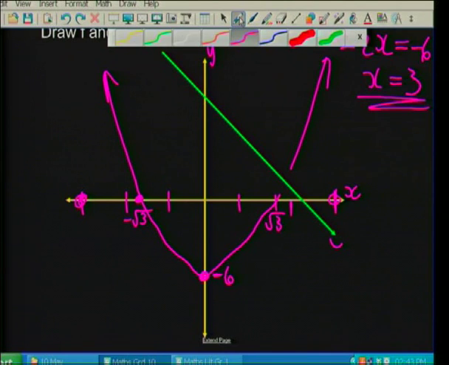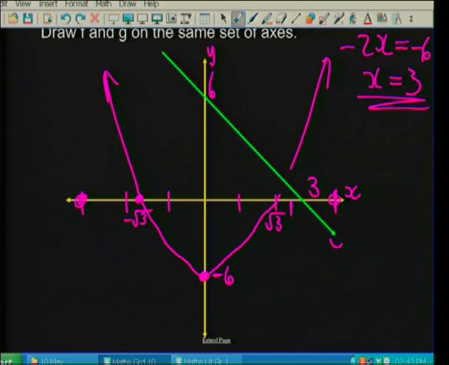Right, so then that's 6 and that is 3. And that looks correct because my line is going downhill from left to right, which is exactly what I expected because the graph had a negative gradient.